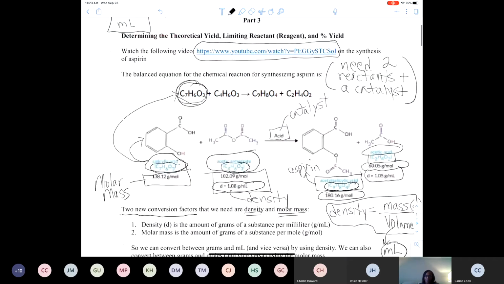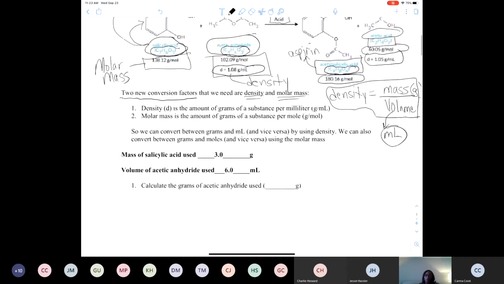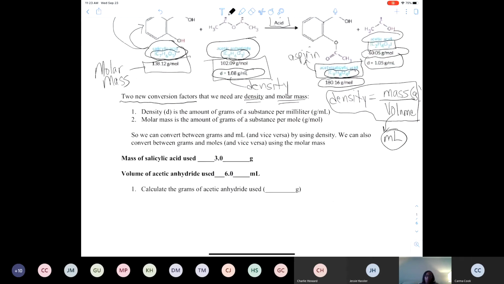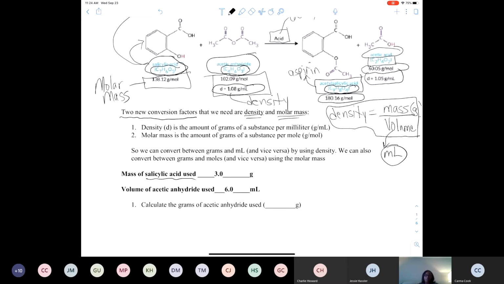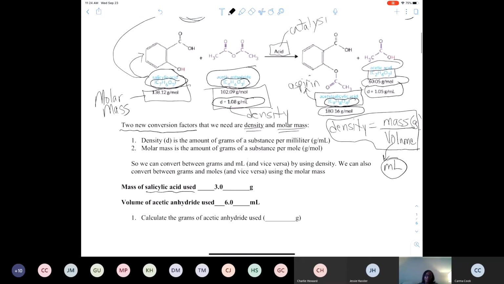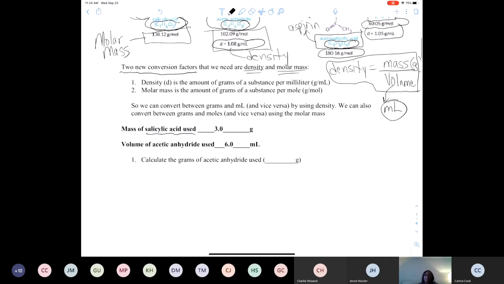So if we're in the laboratory and we want to make some aspirin, we're going to weigh out 3 grams of our salicylic acid reactant. It's a solid at room temperature, so we have to weigh out an amount that's in mass units, and our balances in the lab are in grams. The acetic anhydride is a liquid. So for liquids, we measure volume. So we measure out 6 milliliters of the acetic anhydride.